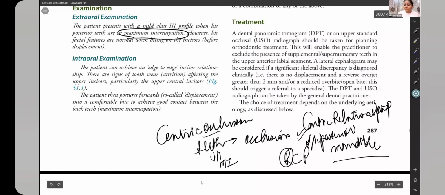So do not get confused in the exam if you read these different terms. You should be equipped and you should understand all these terms. I hope I made myself clear, and any confusion around these terms is sorted now. Now, going to your intraoral examination, the patient can achieve an edge-to-edge incisor relationship.